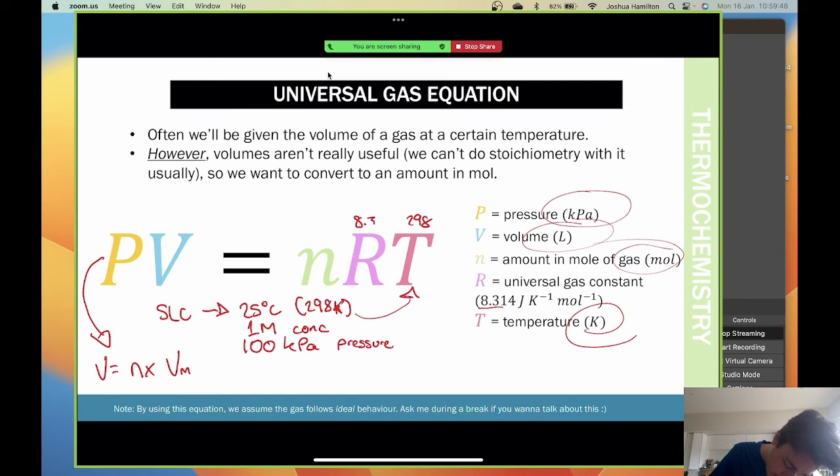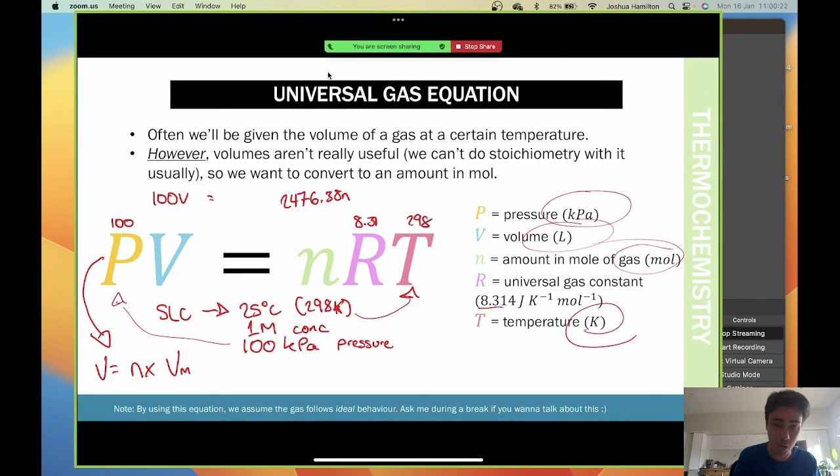Your 8.31 is always going to be the same because it's a constant. It's always going to be 8.31. Your pressure is going to be 100. So if I then look at this, I only have 2 values left. I essentially have 100V equals 8.31 times 298, which is 2,476.38 N. That's what you have. You have an equation left.